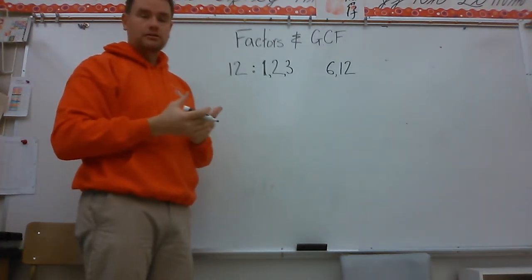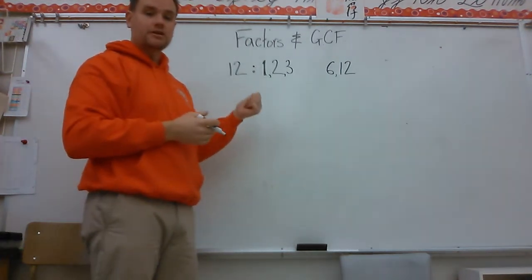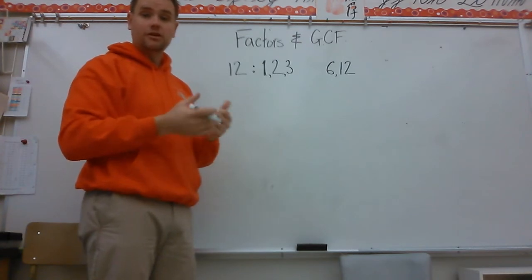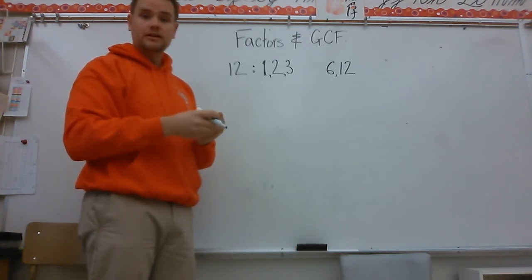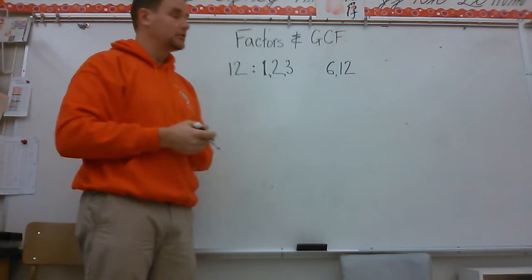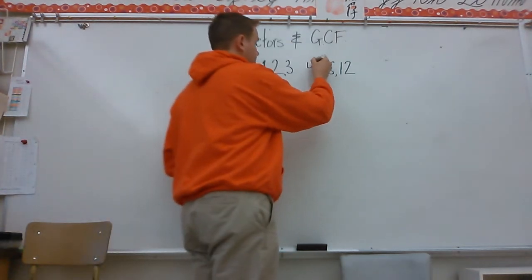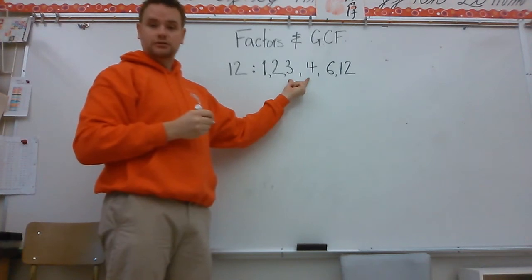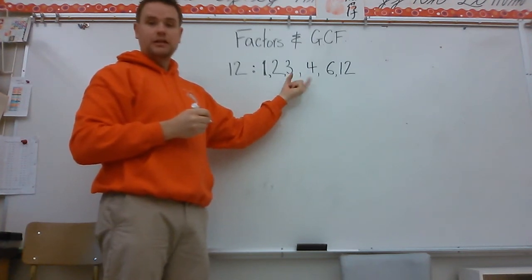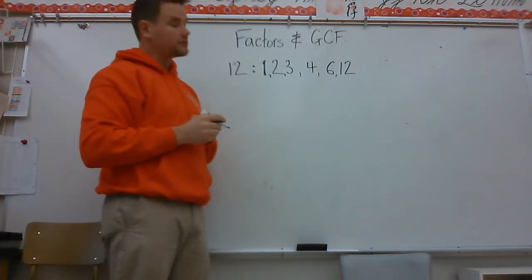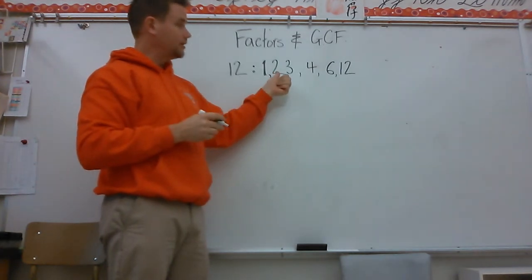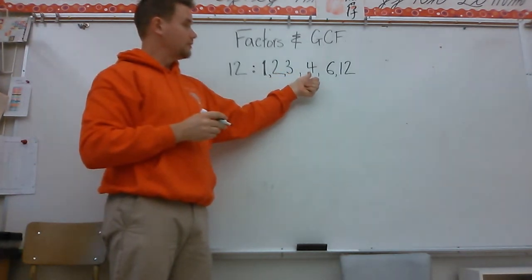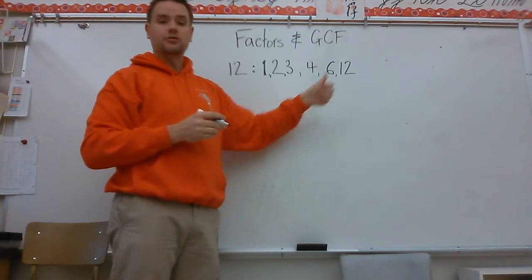So, because factors always come in pairs, 3 times what is 12? So we need to know our 3 times tables. 3, 6, 9, 12. 3 times 4 is 12. When these numbers get right next to each other, and there's no factors in between, it means we're all finished. So all the factors of 12 are 1, 2, 3, 4, 6, and 12.